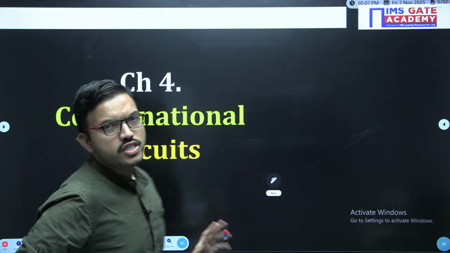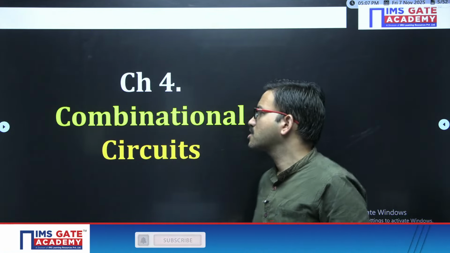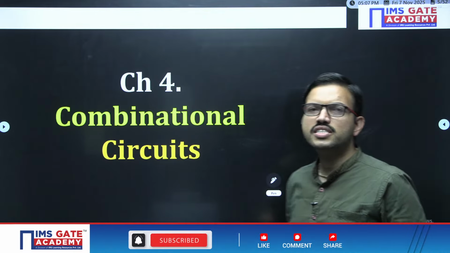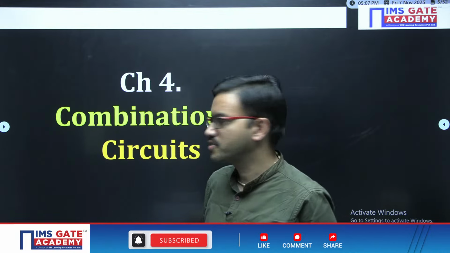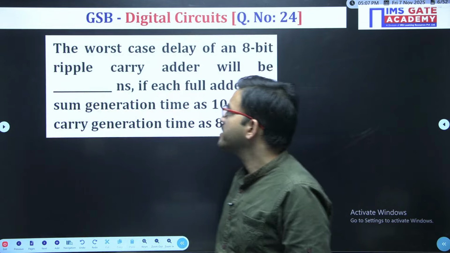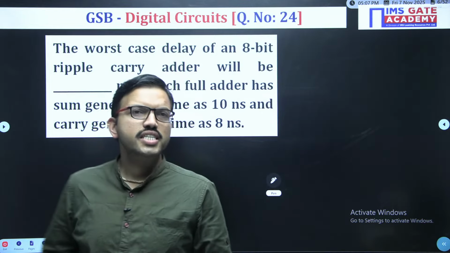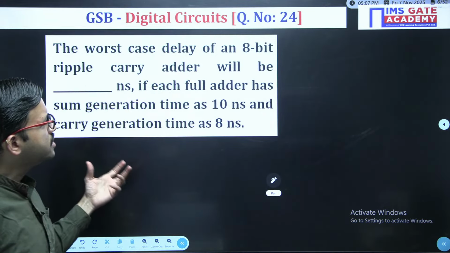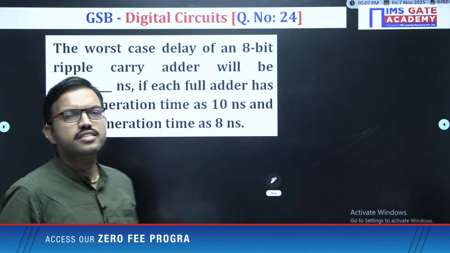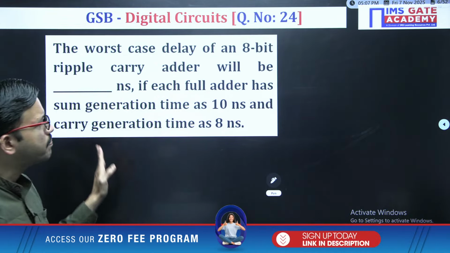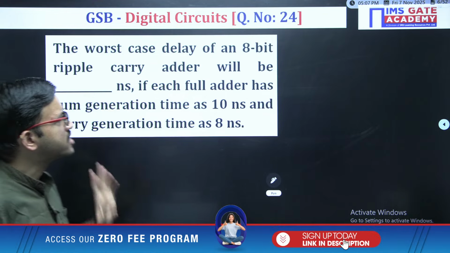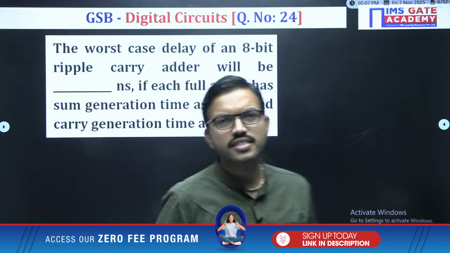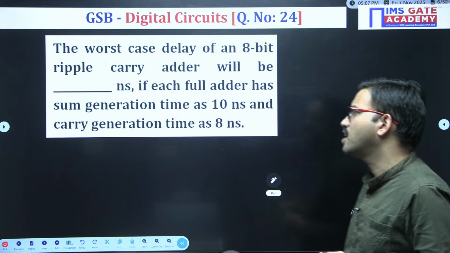Now we are going to discuss the questions related to the 4th chapter, that is combinational circuits. All of you can give a try. This is a question regarding the ripple carry adder, or parallel binary adder, regarding worst case delay. Worst case delay or maximum propagation delay, all are one and the same.